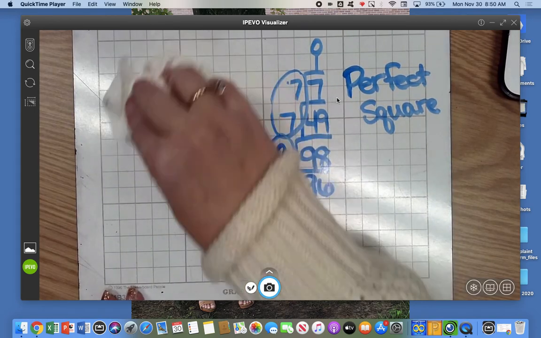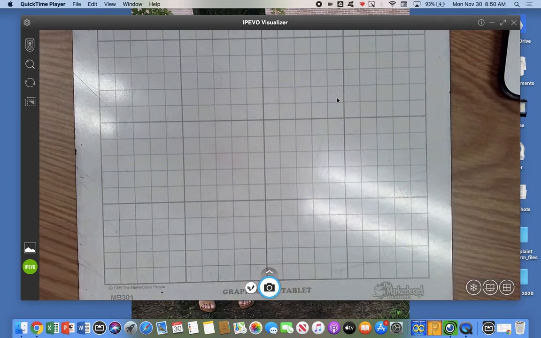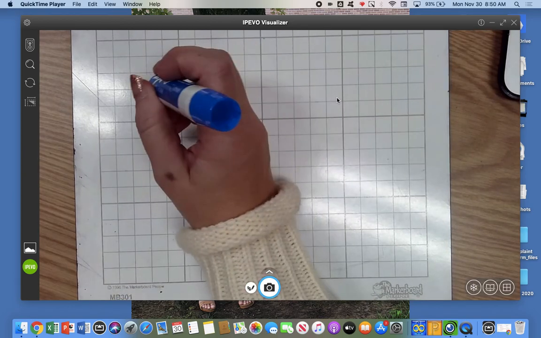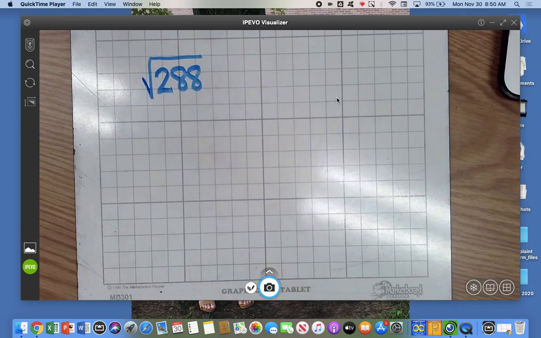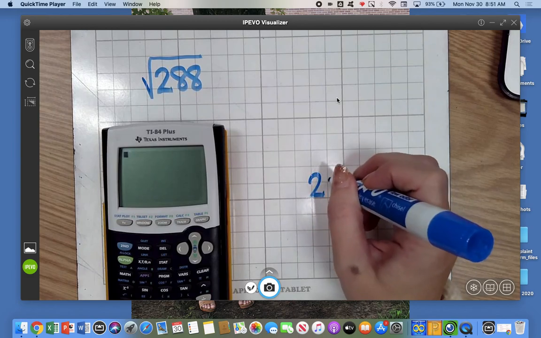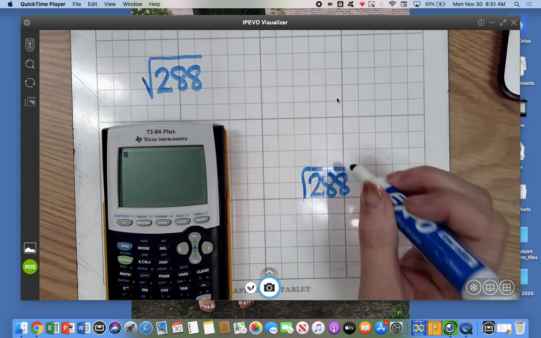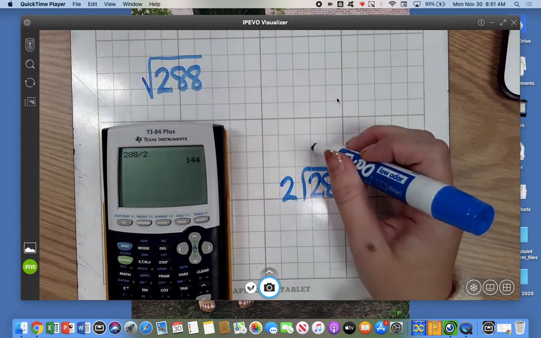All right, the last one we're going to do together is, let's see, 288. You know, one thing I like about this, it doesn't really matter the size of the numbers because you're doing the exact same thing no matter what. 288. All right, it's even. What happens when I divide 288 by 2? 144. 144.